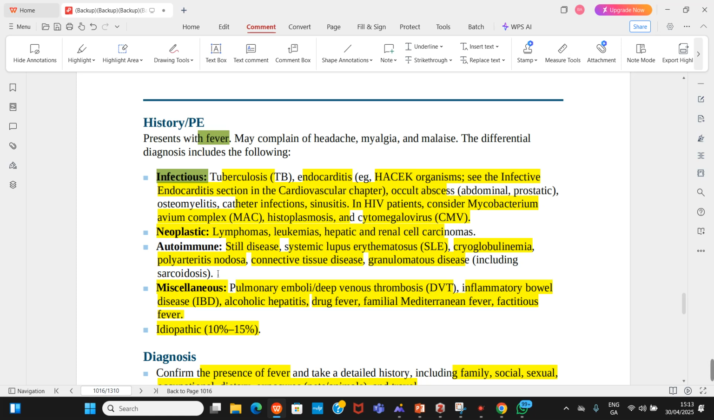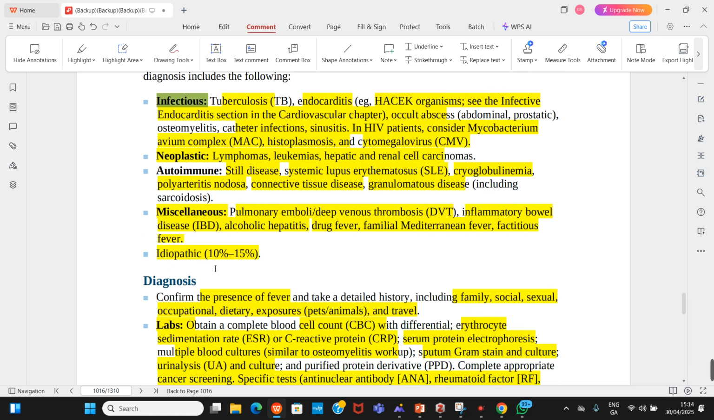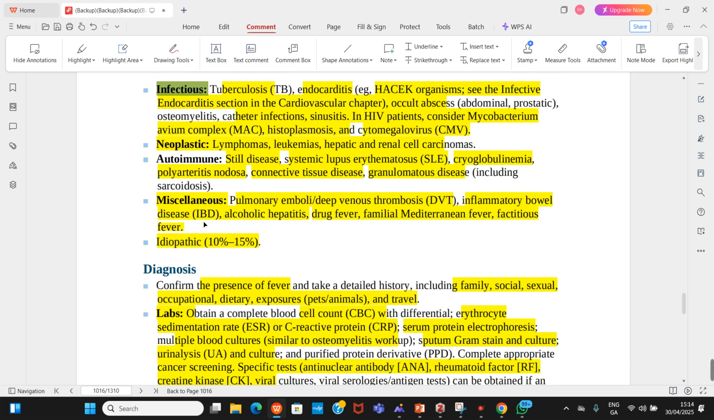So autoimmune causes too. It could be from SLE, rheumatoid arthritis, cryoglobulinemia, Wegener's. Investigate along that. So do all those autoimmune panels. You want to order the ANA, rheumatoid factor, the ANCAs, and all those things to rule them out. There could be miscellaneous causes. Maybe the person has just thrown a small clot, DVT, a PE, or the person is having drug fever from the use of a drug, IBD, and whatever stuff.